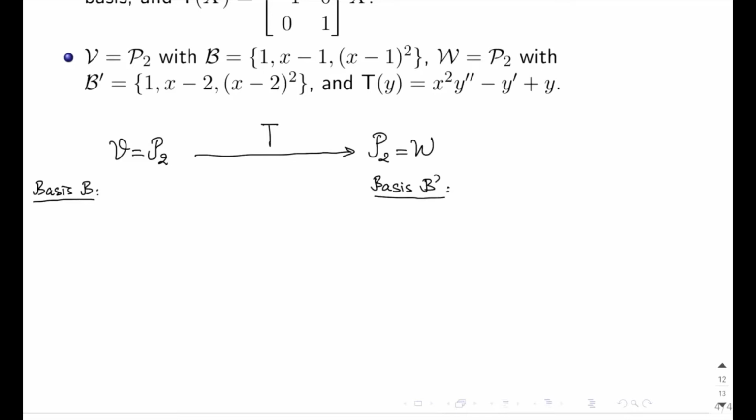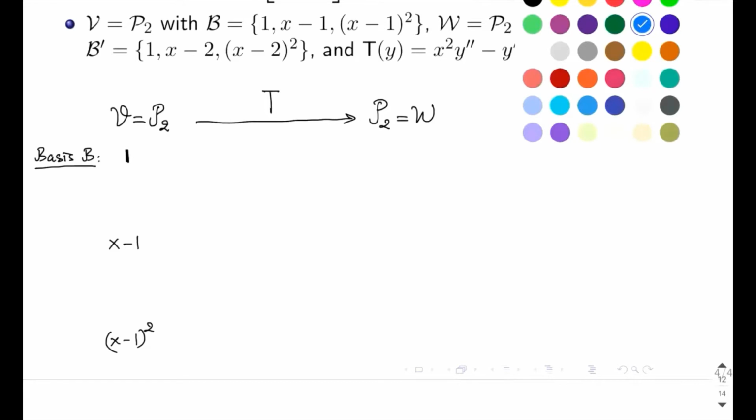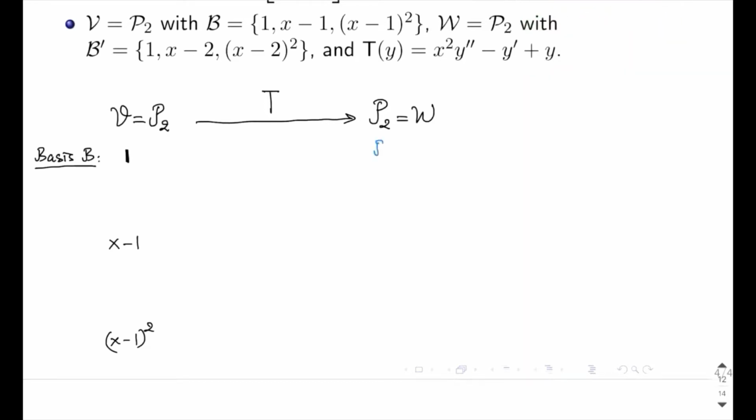What are they? The basis B is now 1, x minus 1, and x minus 1 squared. And here in W, the target space, I'm going to use a different color, right? We are going to have the basis B prime that consists of the following vectors: 1, x minus 2, and x minus 2 squared. I'm going to call this the first polynomial, this is the second polynomial, and this is the last polynomial.